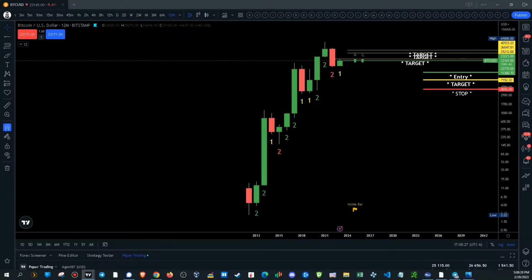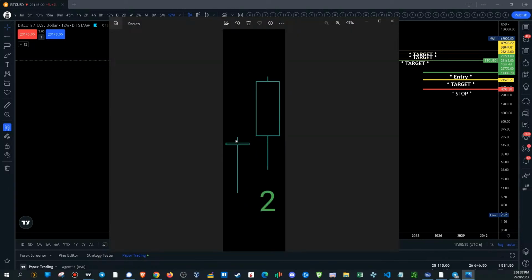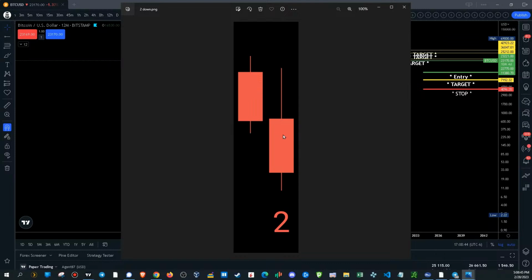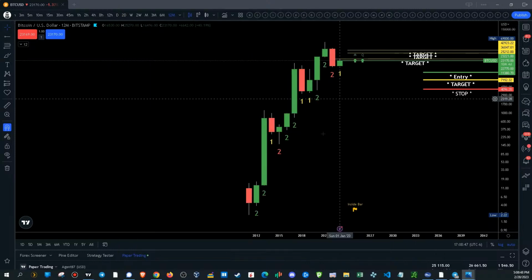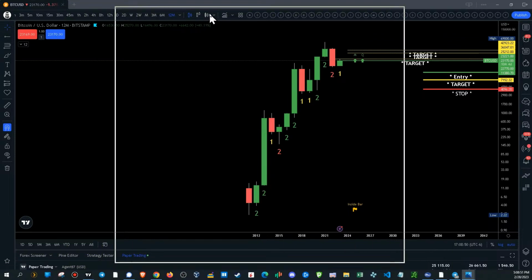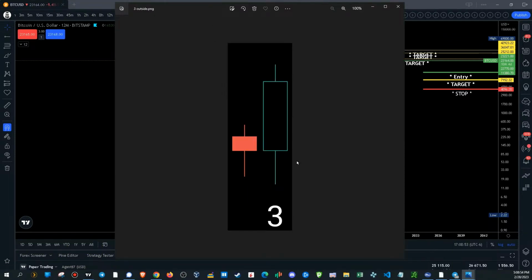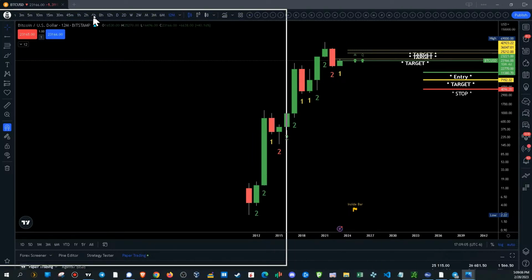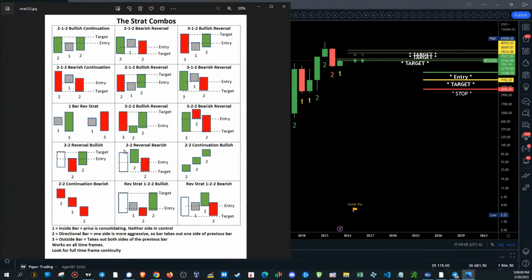Then there's a 2 scenario. So it can either be 2 up, takes out the previous candle's high but not the low. Then there's a 2 down, takes out the previous candle's low but not the high. Then the final scenario of candles, there's no other scenario a candle can be if you look it up. The outside bar takes out the previous candle's high and the low. And then what we do is we look for setups with those combinations.